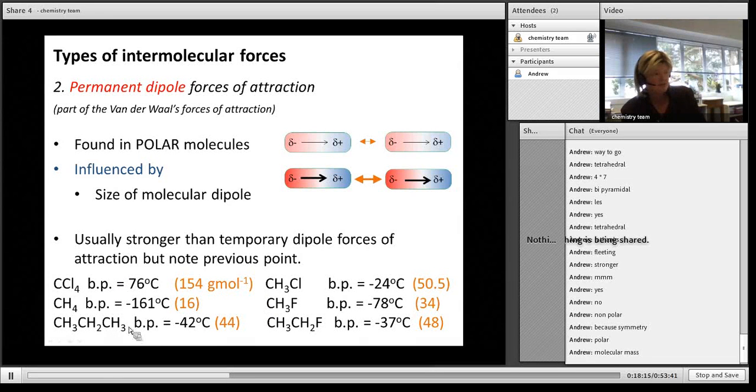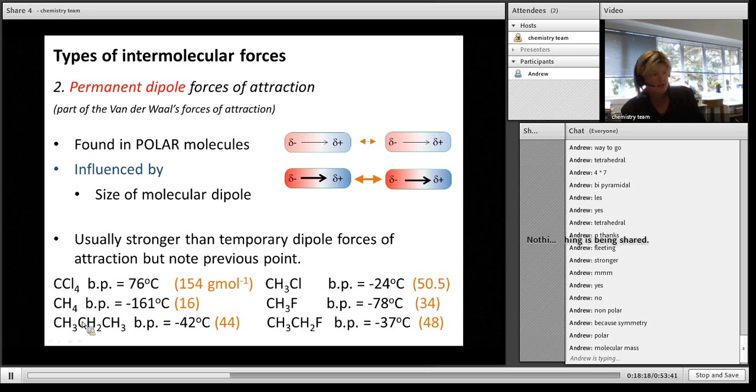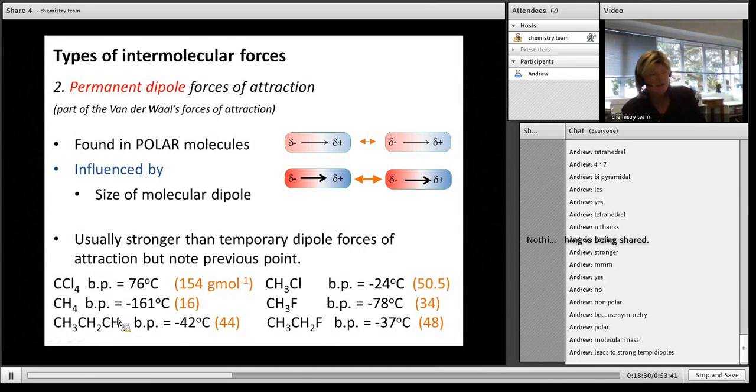If I go for something down here, here's one where they're fairly similar in molar mass, 44 compared to 48, although that's still higher. Propane is non-polar, and fluoroethane is polar, and it's got a slightly higher boiling point. -37 is actually higher than -42. I know the number looks smaller, but remember we're going along the negative number line, going towards a positive, and so that's higher. I hope that's clear.